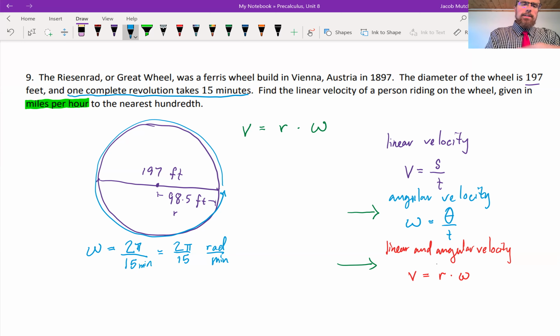For miles, I see that's a conversion I need to make with my radius. It's currently given in feet, so it's 98.5 feet. I need to multiply by a conversion factor that would give me miles instead of feet. I'm going to set up the conversion factor so that the unit feet cancels and miles is the new unit. And I see that 1 mile is given by 5,280 feet. That's just something I could look up as a fact. 1 mile is made up of 5,280 feet.